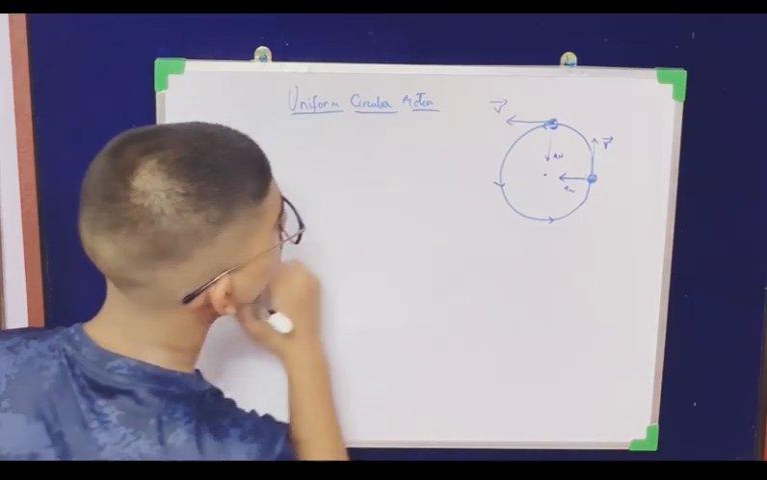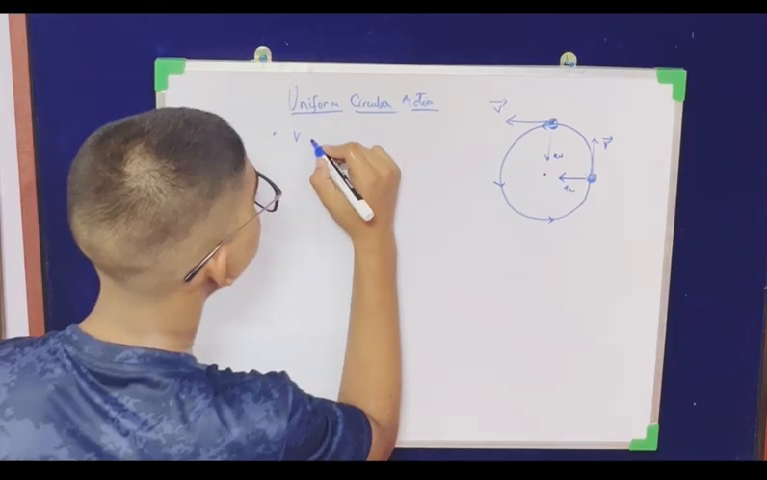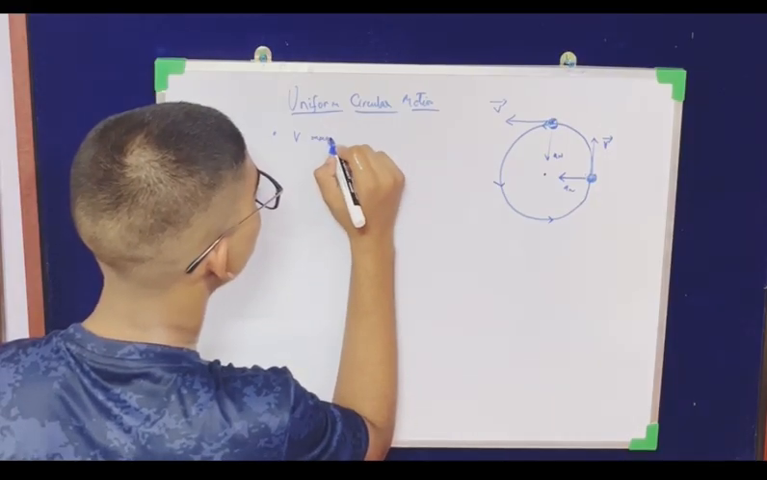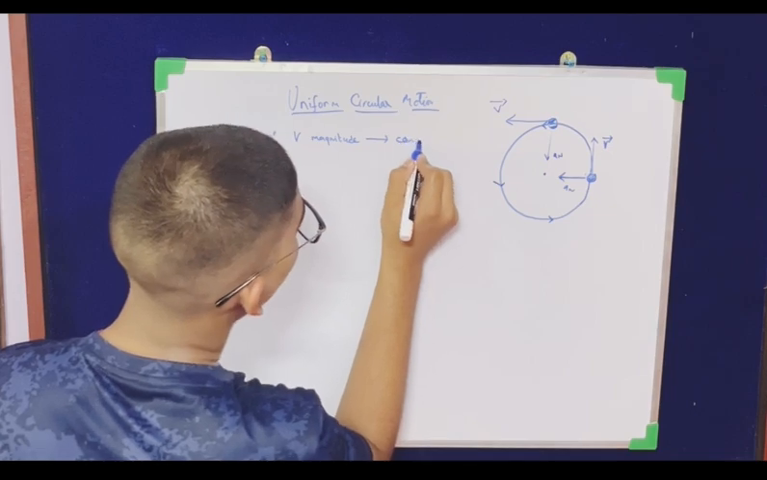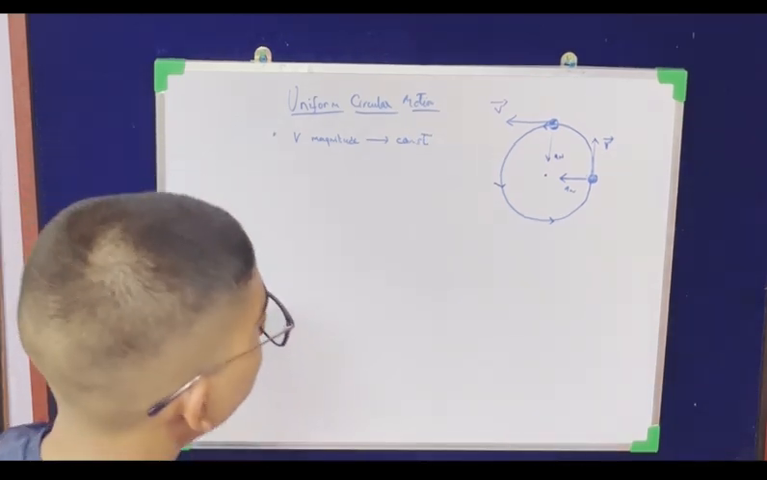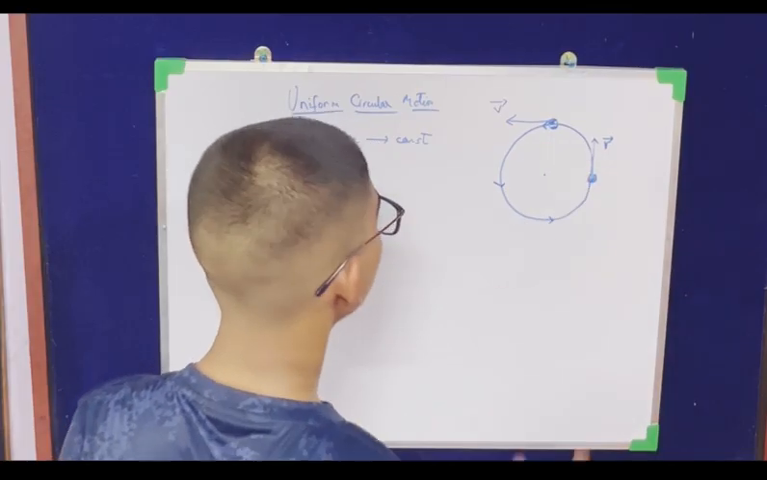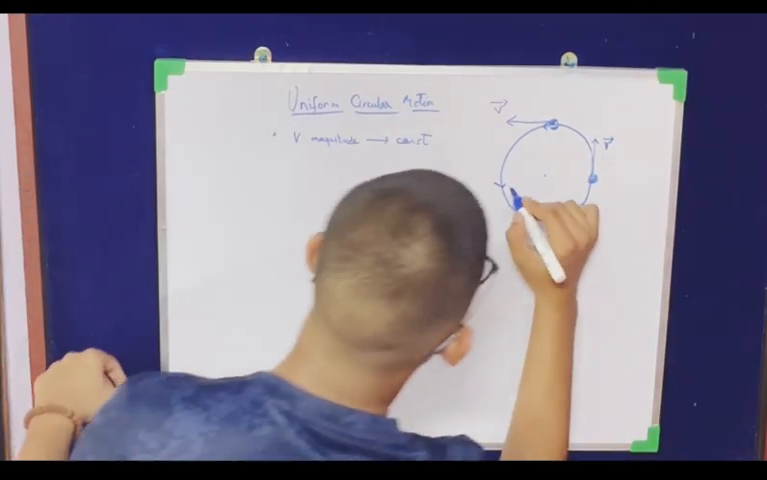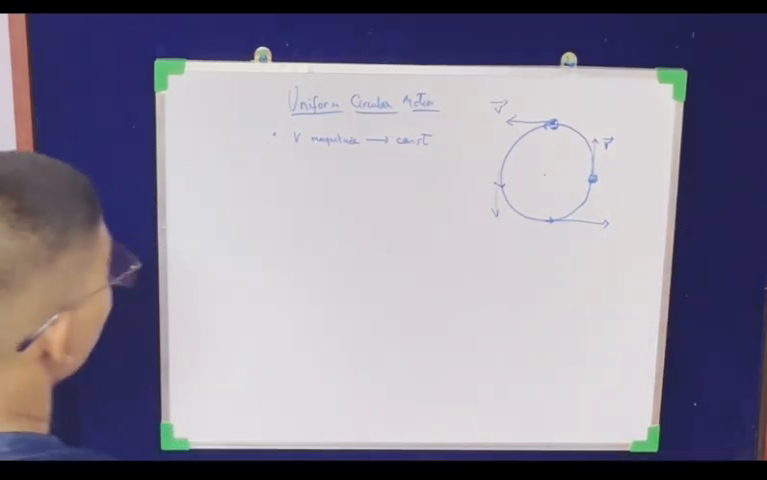So in uniform circular motion, what happens? The velocity's magnitude is constant, but velocity is not constant. Remember this. If we remove these things, let us just write the velocity. So this is the velocity.